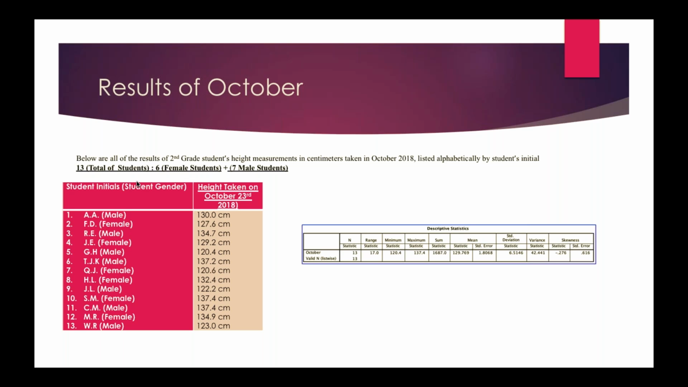And then when I went to SPSS, I put this data into SPSS, and then I ran a descriptive frequency test, and these are the numbers that came out. So basically, for the whole class of 13 second graders, this is the maximum, this is the minimum, and I'm just going to go by the mean. So the statistic is 129.77, let's say. So basically, the whole class, that's their average height.